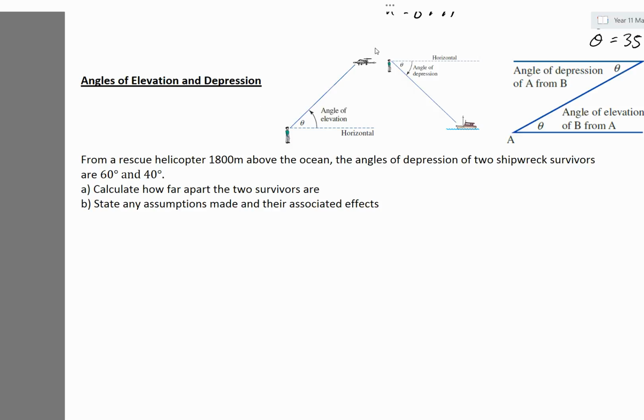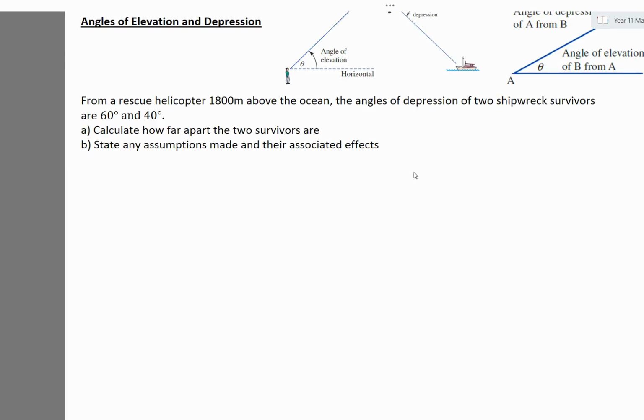For angles of depression, you're up somewhere high, you look horizontally, and then arch your neck downwards, and that'll be the angle of depression. And this relationship is important as well: the angle of depression and the angle of elevation are the same. So the person down at A is looking up at the same angle that the person at B is looking down. Alright, so we'll do one of these problems.